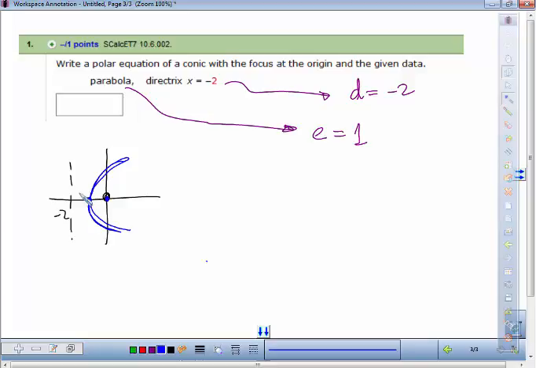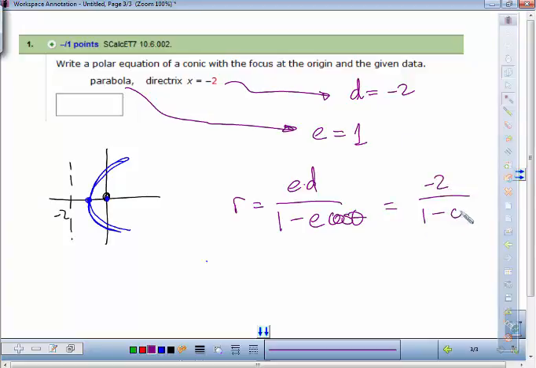All right, well, based on our choices, I would probably choose the negative cosine one, right? I think the formula says something like we want our r to equal e times d over 1 minus e cosine theta. Like I said, the e's and d's are already figured out for us, so I think we just drop in those values, -2 over 1 minus cosine theta. And just for good measure, let's actually plot this and see if it'll work for us.